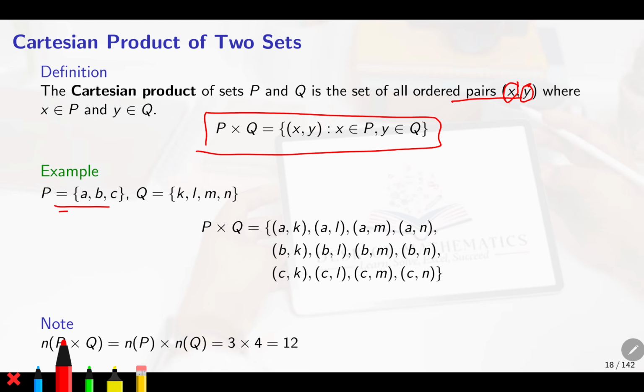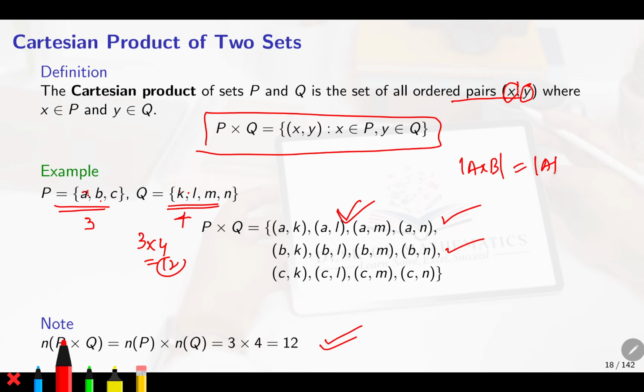For example, P has the elements A, B, C, and Q has the elements K, L, M, and N. So you can define P cross Q. A comma K will come, A comma L will come, A comma M will come, A comma N will come. B comma K will come, B comma L. This way, how many elements are there in P? 3, and in Q there are 4. So 3 times 4, that's 12 elements in P cross Q. The cardinality of the Cartesian product is the product of the cardinalities of the sets, that is, cardinality of A times cardinality of B.